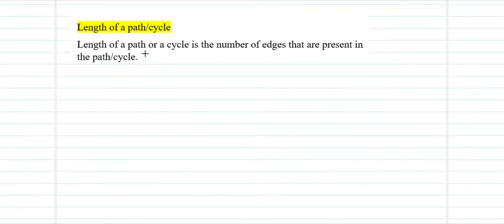Now we will take an example. Before that, what do we mean by the length of a path? The length of the path is the number of edges present either in this path or in a cycle. So the number of edges present in the path or cycle is referred to as the length of the path or length of the cycle.